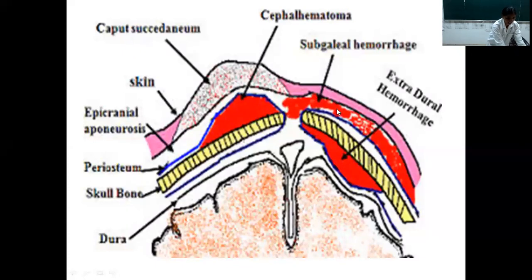Then, if the meningeal layers are damaged, what happened? The CSF also extends through this fracture line and appears in the loose areolar tissue. Meaning in case of meninges, CSF is accumulated. So what is that condition called? Cephalohydrocele. Or if hemorrhage occurs beneath this layer, it is known as a subgaleal hematoma.